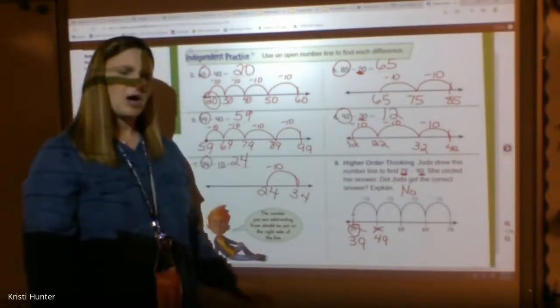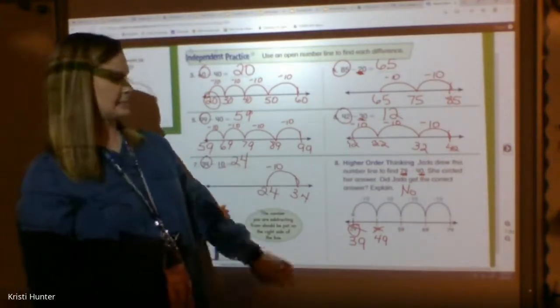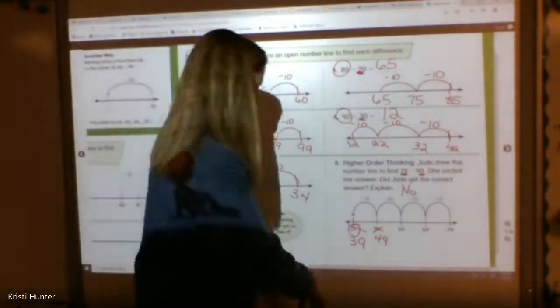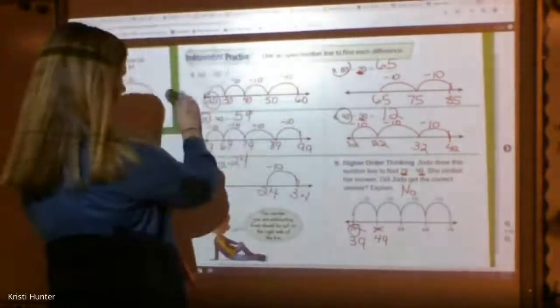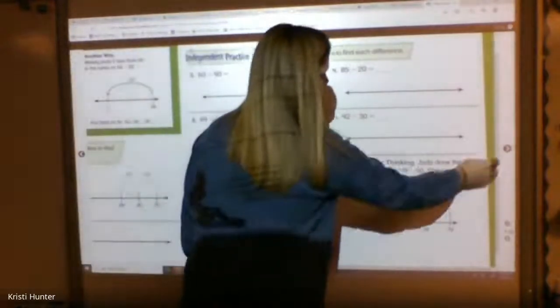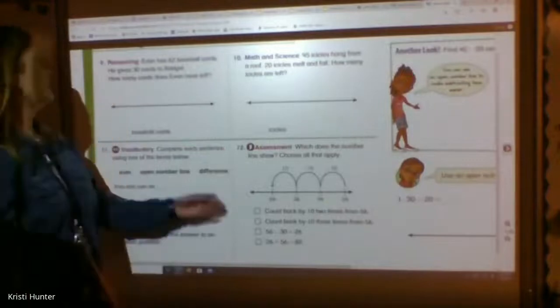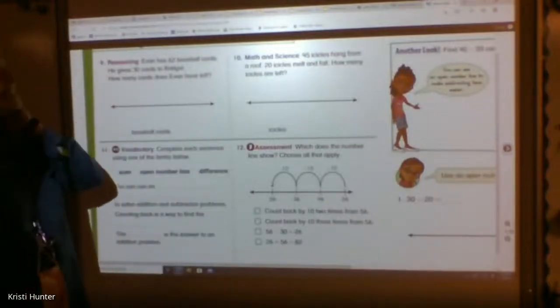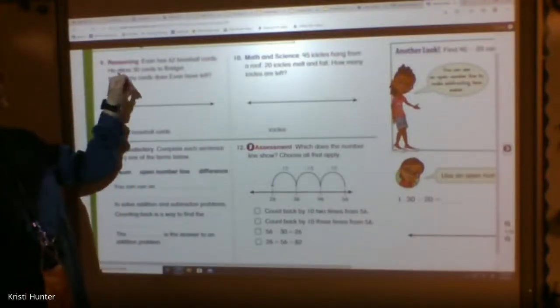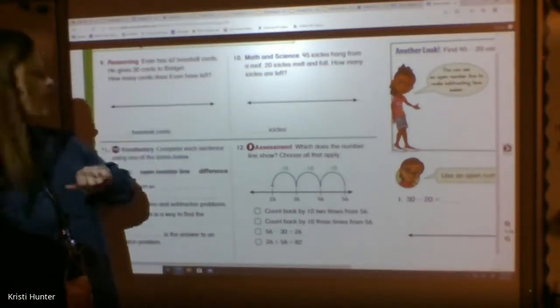All right? Hopefully these open number line questions are making a little bit of sense to you. We're going to focus now back on the story problem part of it. So let's turn these into story problems now. All right, let's look at number 9. Evan has 62 baseball cards. He gives 30 cards to Bridget. How many cards does Evan have left?